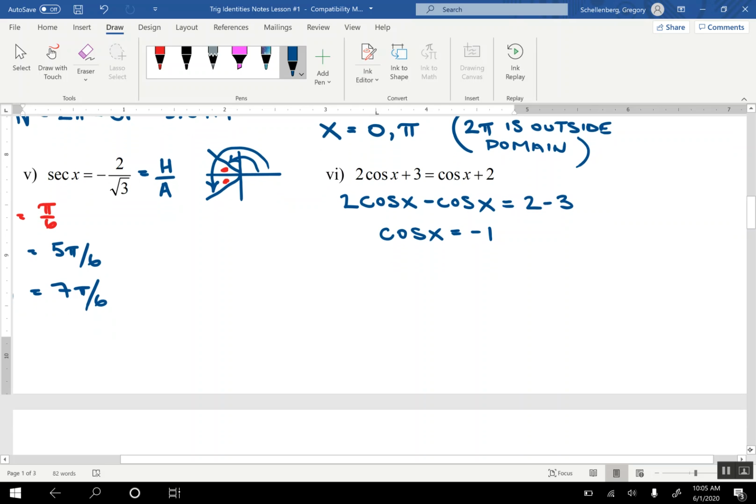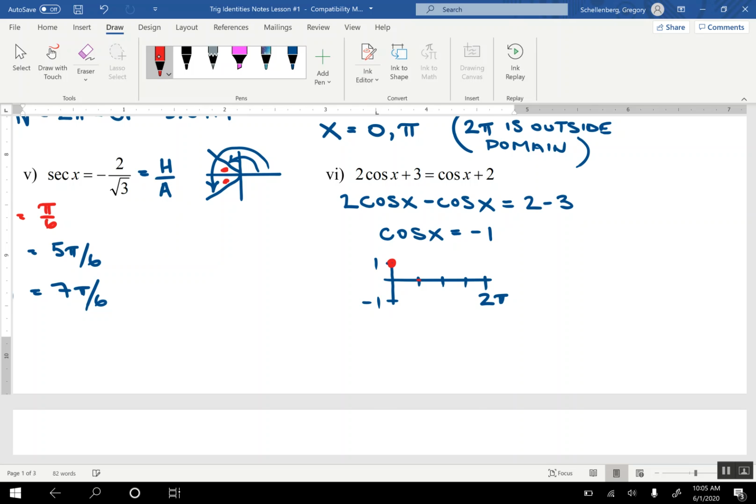Again, probably easiest to just draw the graph of our basic cosine function between 0 and 2 pi to solve this. Okay, so we've got 2 pi here, pi over 2, 3 pi over 2, max value of 1, min value of negative 1. We start at a max point, and we decrease to begin. So there's our solution right there. Where's the cosine of x equal to negative 1? At pi.